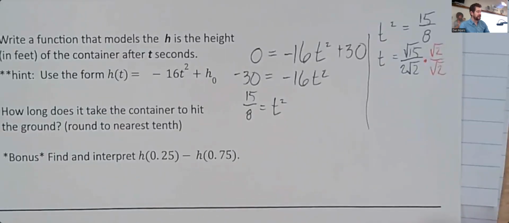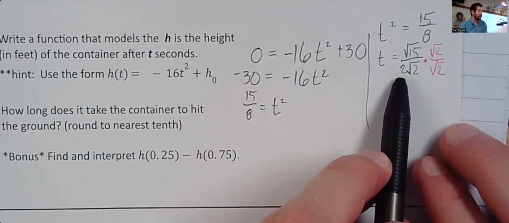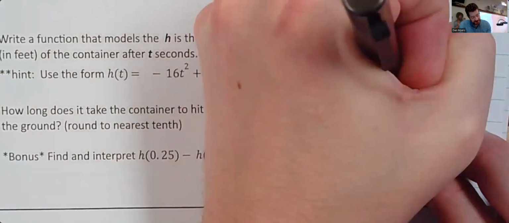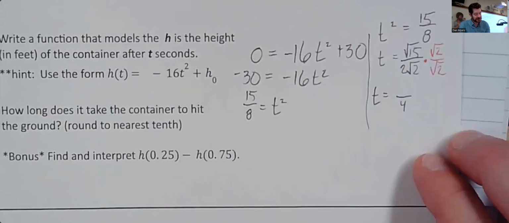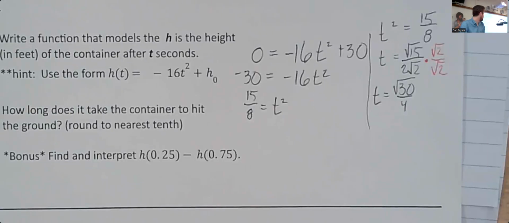Because the square root of 2 times the square root of 2 on the denominator is 2. And then multiplied by that 2 would be 4. So we're going to get t equals, the denominator now equals 4. And the top is equal to the square root of 30, because 15 times 2 is 30.